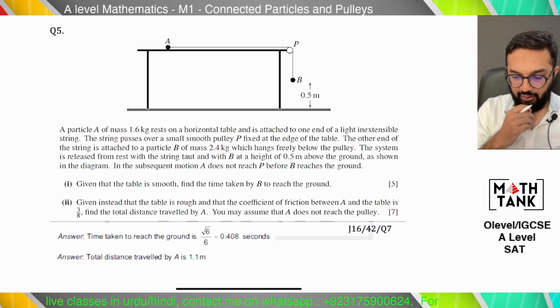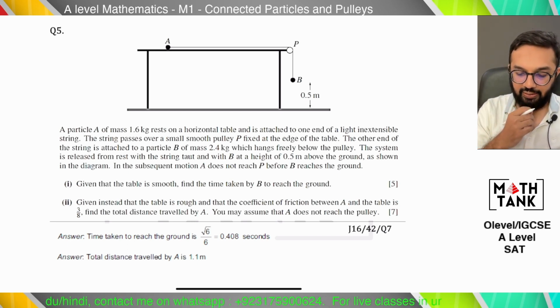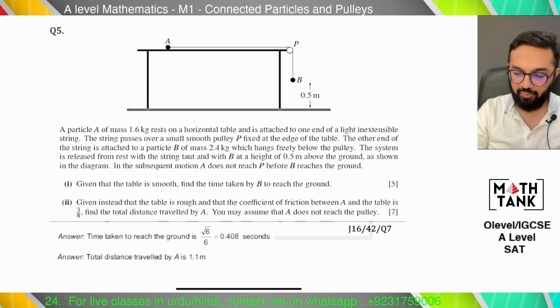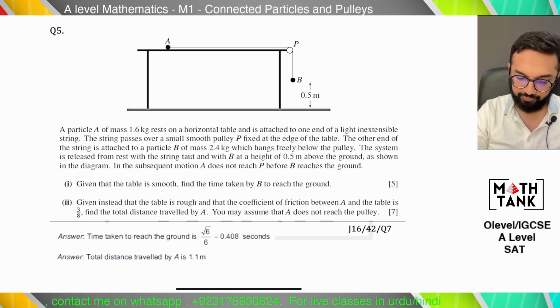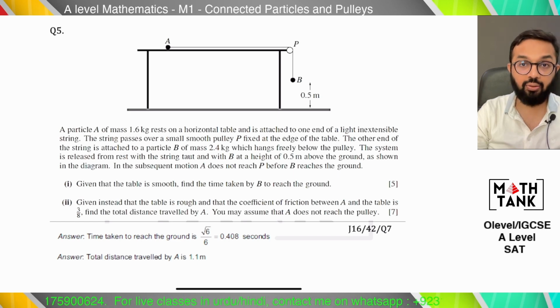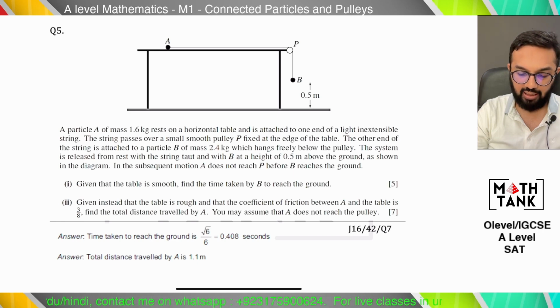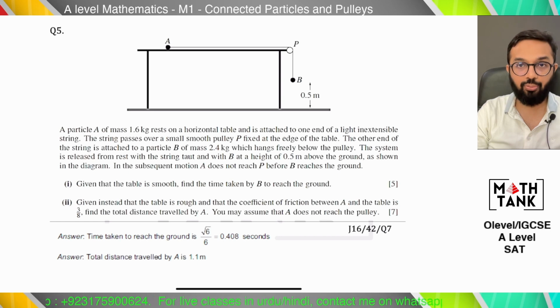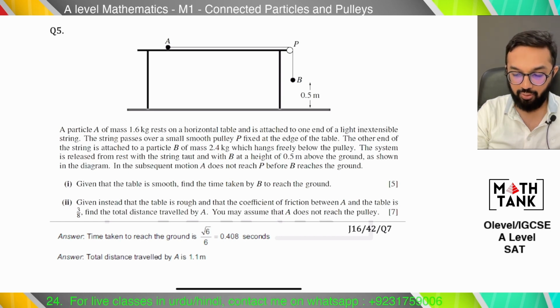fixed at the edge of the table. The other end of the string is attached to a particle B of mass 2.4 kg, which hangs freely below the pulley. The system is released from rest with the string taut and with B at a height of 0.5 meters above the ground, as shown in the diagram. In the subsequent motion, A does not reach B before B reaches the ground.